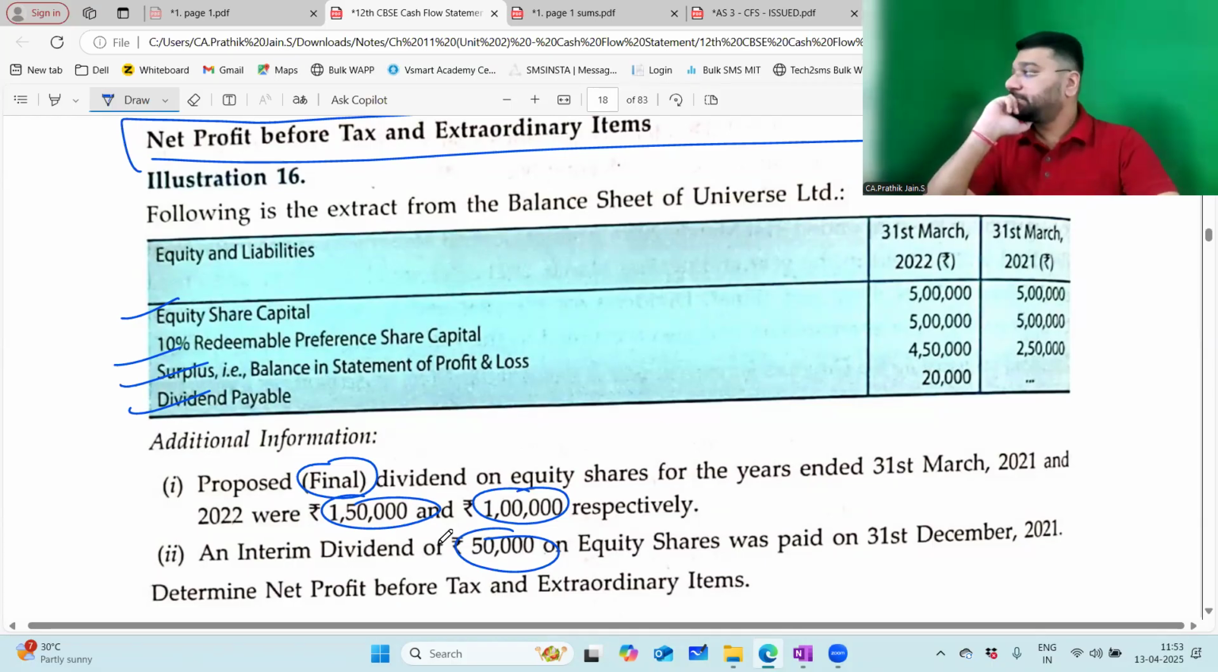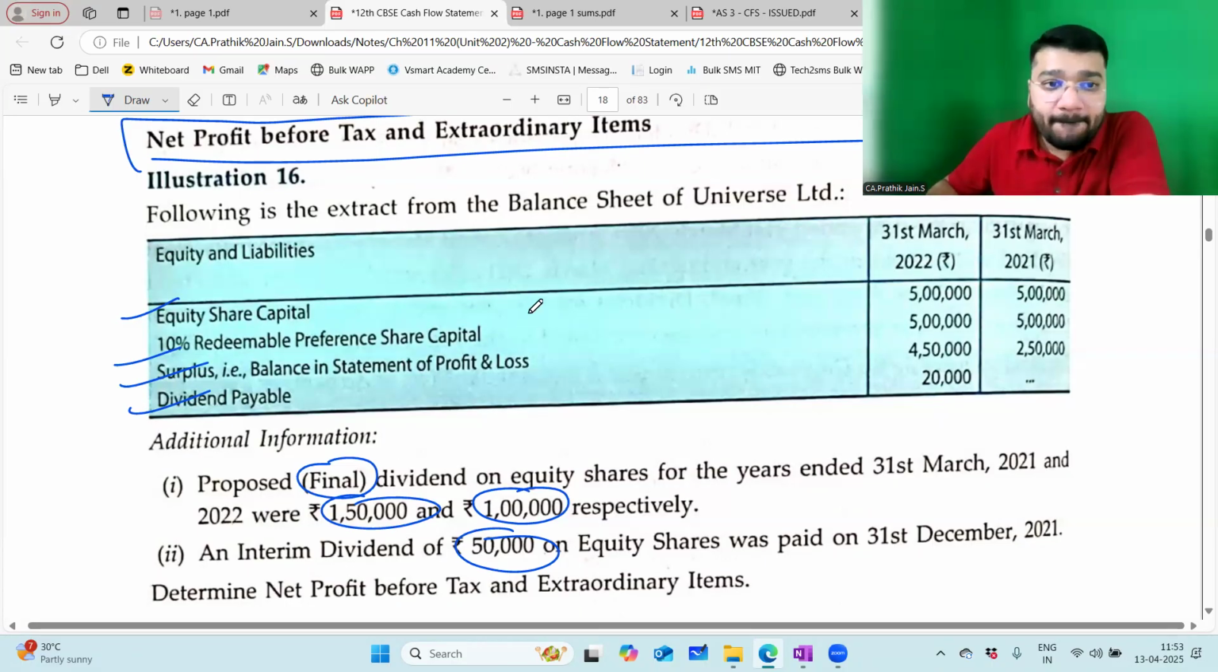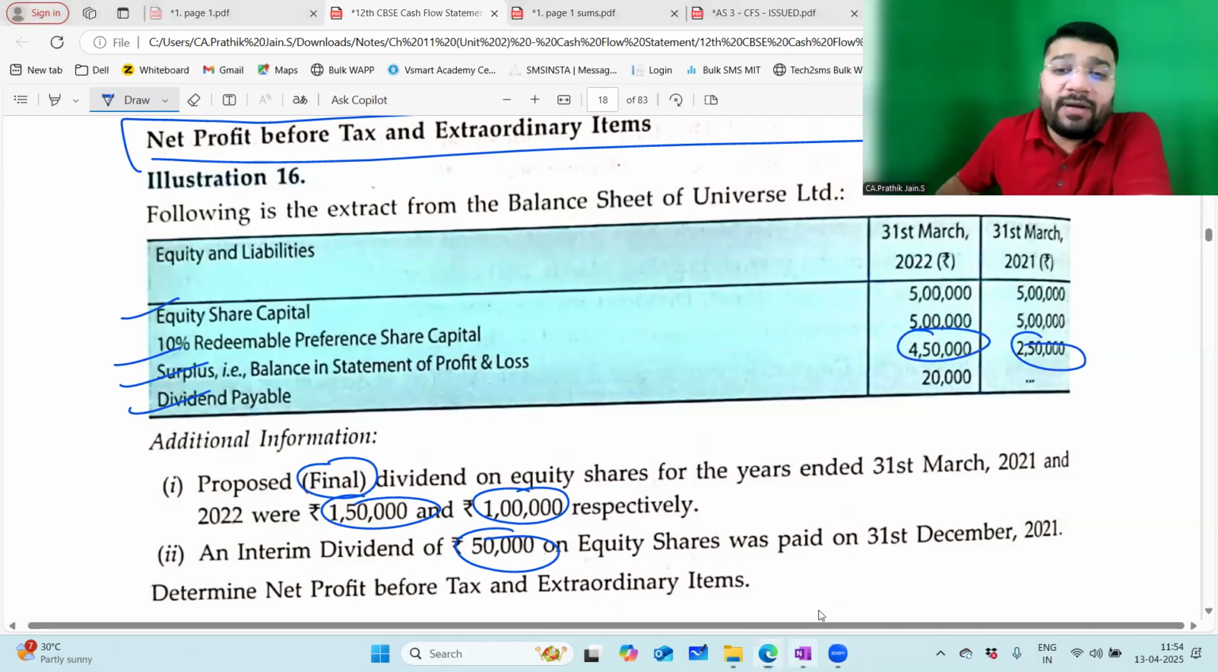Any problem? Answer please. 4,50,000. Others? Online people, please respond. What is your answer? Surplus, 4 lakhs. 250 is the profit of the previous year, that is, the beginning of the previous year. In the current year it became 450. So how much profit added? 2 lakh profit added.